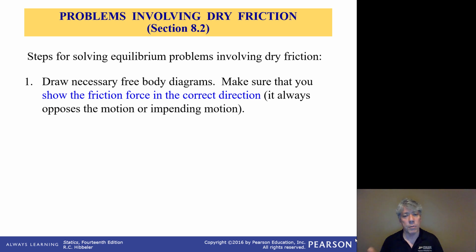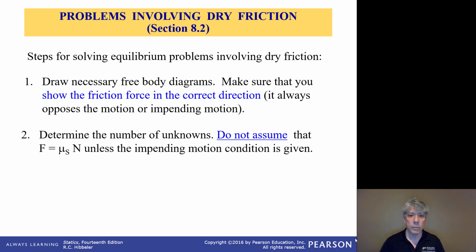And it doesn't have to be actual motion. It can be motion that's about to happen. That's called impending motion. So just make sure that you draw your frictional forces in the opposite direction from where either motion is occurring for the body you're drawing the friction force on, or about to occur, impending in other words. Then next step, determine the number of unknowns. Don't assume that the frictional force is equal to mu times the normal force unless motion is about to happen.